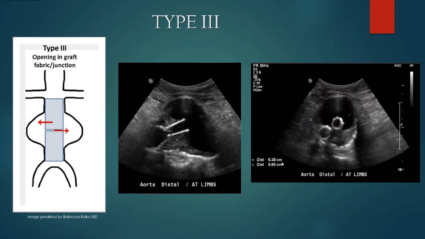And here's what it looks like on ultrasound. When you have a fracture or a break in the graft, you're going to have a lot of anechoic flow, fresh, frank blood into that residual aneurysm sac. And here you can see it layering. We have partially thrombosed and flow into the sac.